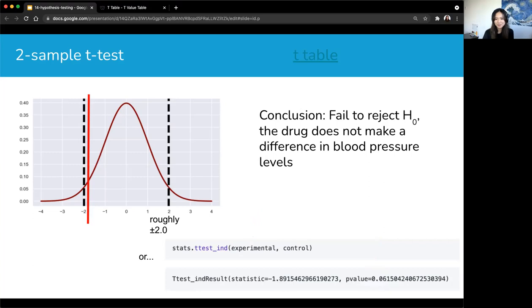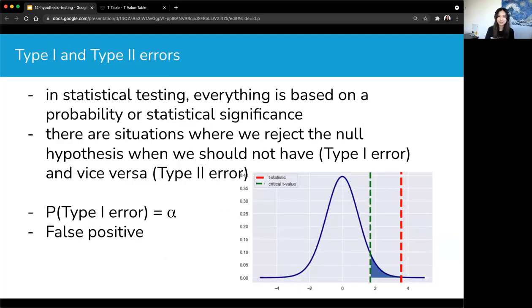Okay. Next, we're going to talk about type 1 and type 2 errors, kind of related to p-values. So in statistical testing, everything is based on a probability or statistical significance. So there are inevitably going to be situations where we reject the null hypothesis when we shouldn't have, and vice versa. And so these situations are known as type 1 errors and type 2 errors. So if you reject the null hypothesis when you shouldn't have, it gives you a type 1 error. And if you do not reject the null hypothesis when you should have, that's a type 2 error.